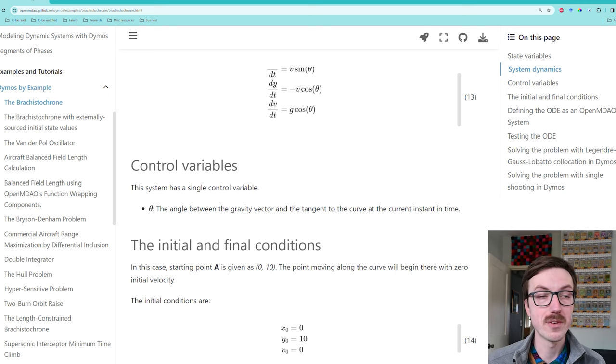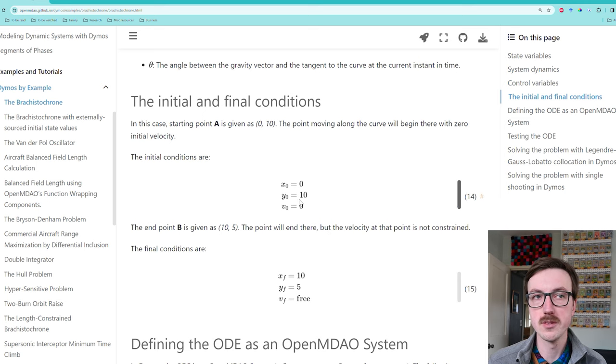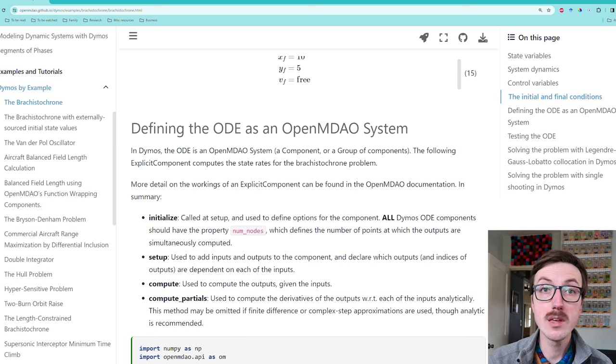Let's talk about the initial and final conditions. The initial conditions basically say we're at (0, 10), and we're not moving. The endpoint is at (10, 5), and velocity can be anything at the end. It could slam into point B, it could stop exactly at point B. We're not dictating anything about the velocity. This isn't the most exciting, right? We're just setting initial and final conditions, but we have to lay this out so we can tell the problem what to do. There are going to be a few key steps to defining this ODE as an OpenMDAO system.